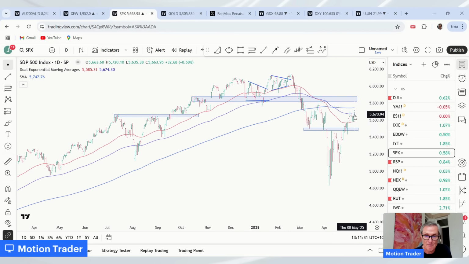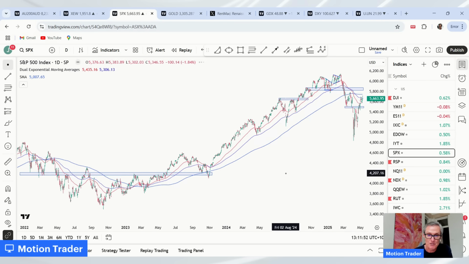That prices have rallied back into these moving averages. It's interesting to look back at a couple of V-shaped recoveries or V-shaped reversals from recent years, and what's happened when they've reached these moving averages.